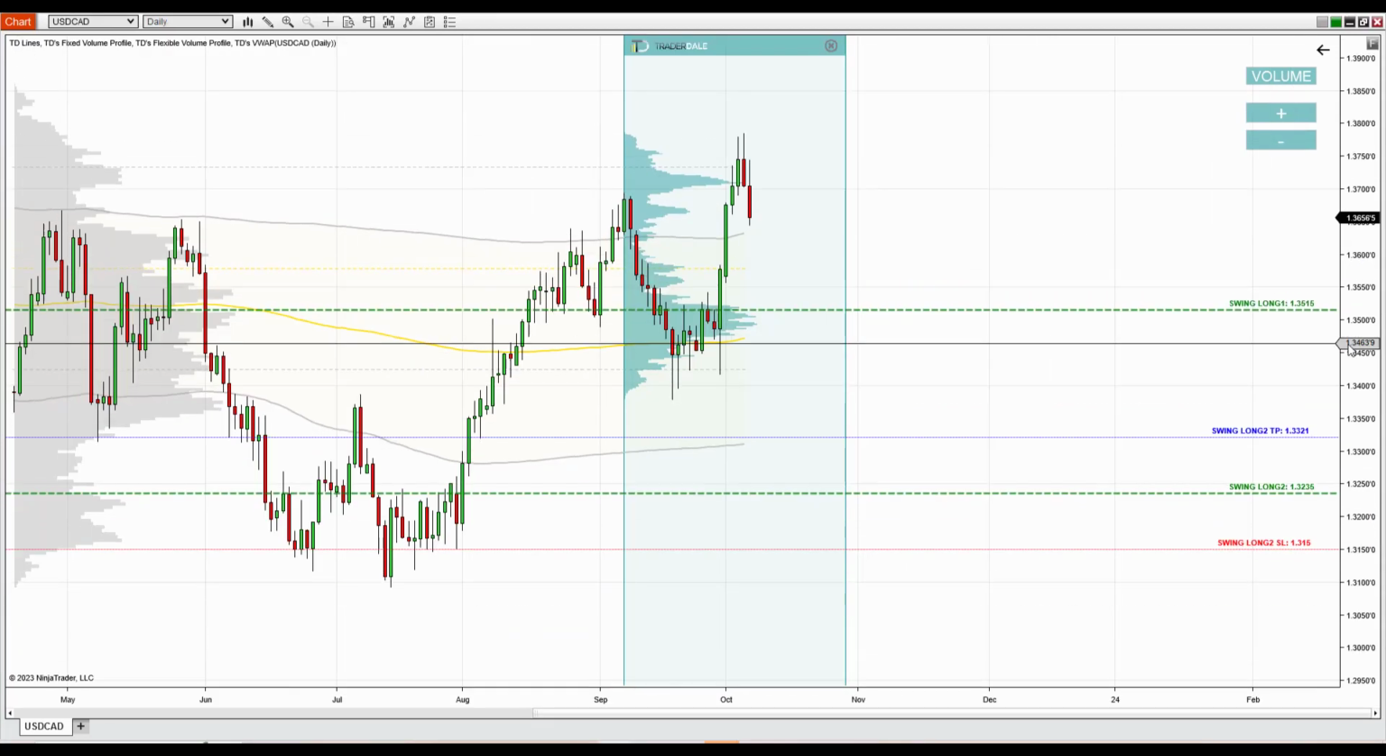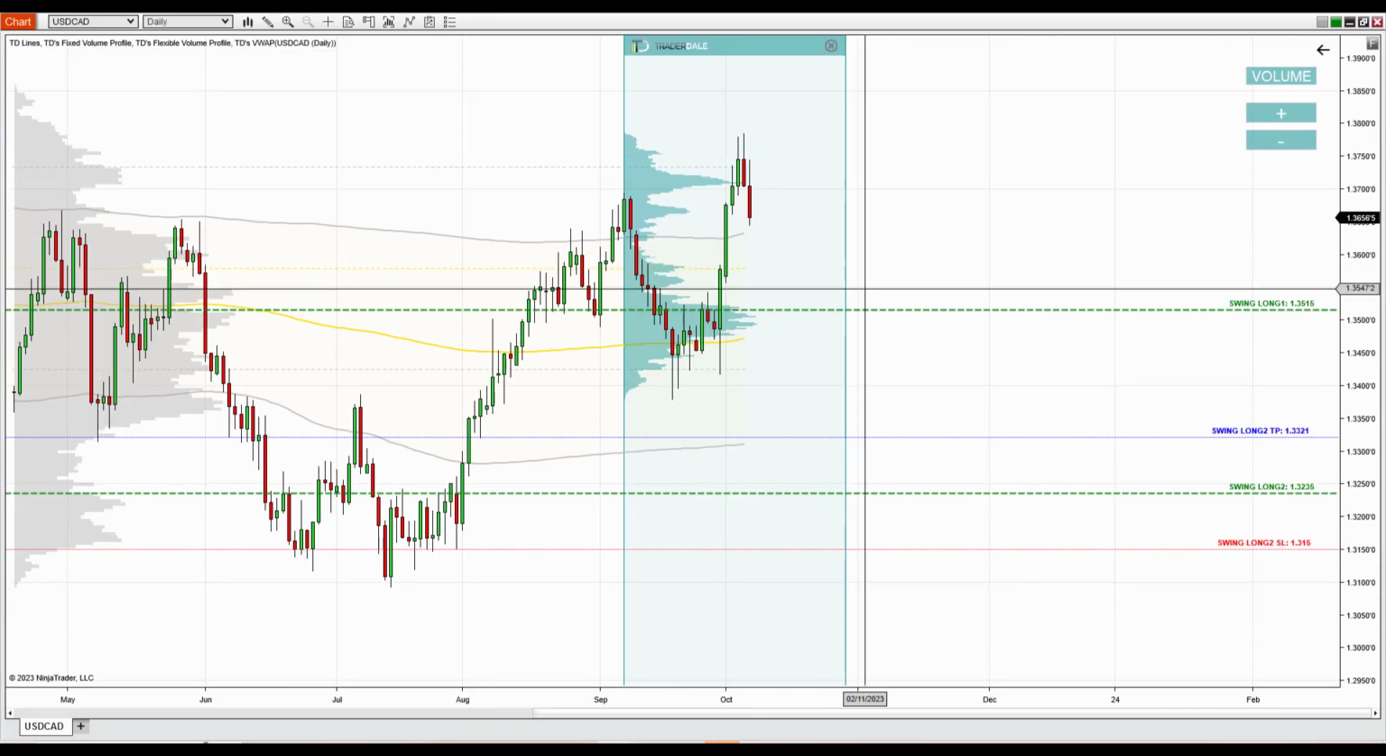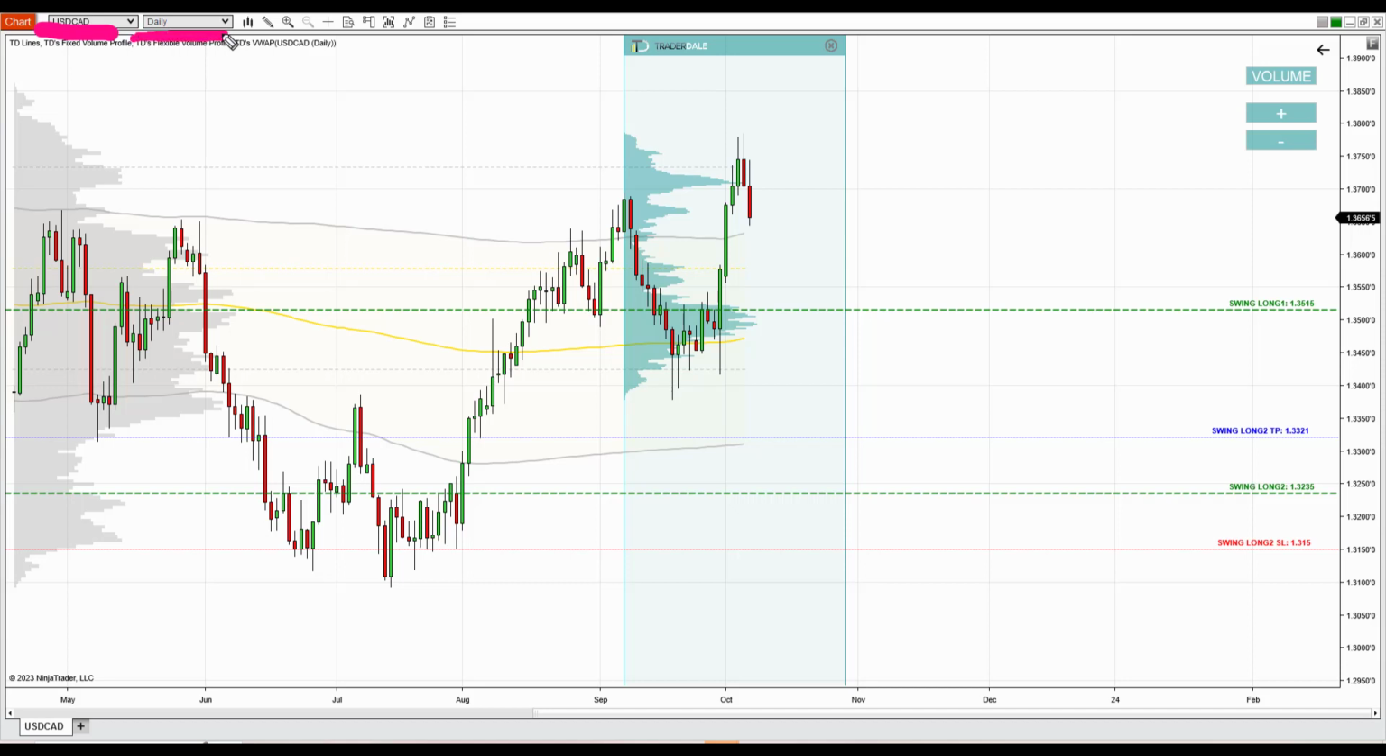And the reason is that there's a nice swing trading support. So what you're looking at now is my swing trading layout. This is US dollar, Canadian dollar, daily chart. Again, I have my flexible volume profile here, yearly volume profile, and yearly VWAP. So what I want to talk about here is this support at 1.3515.